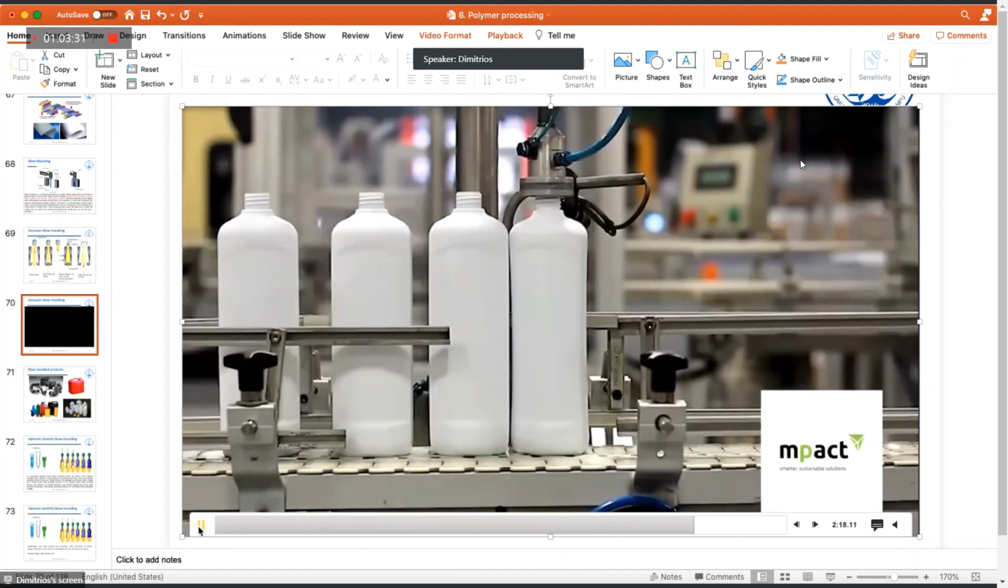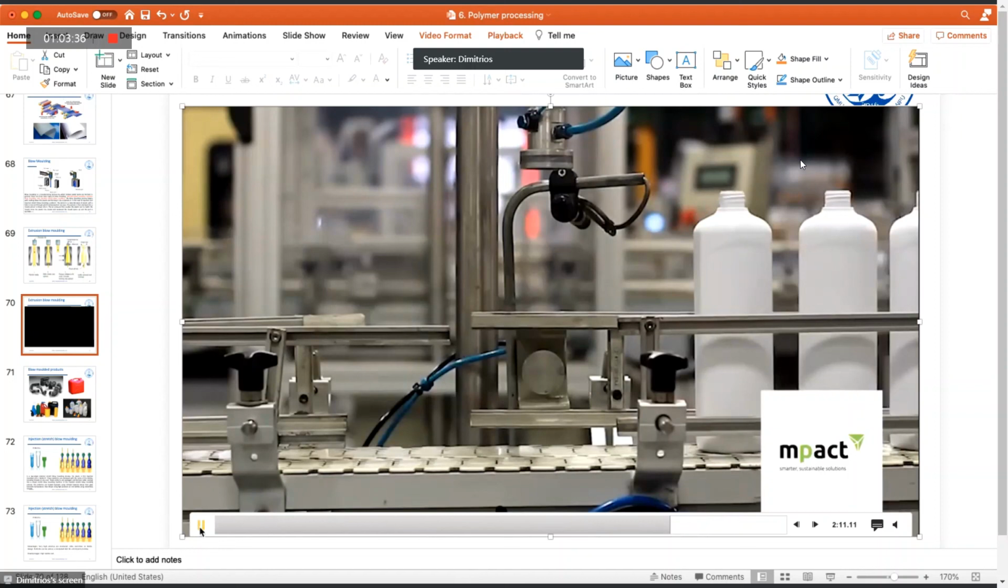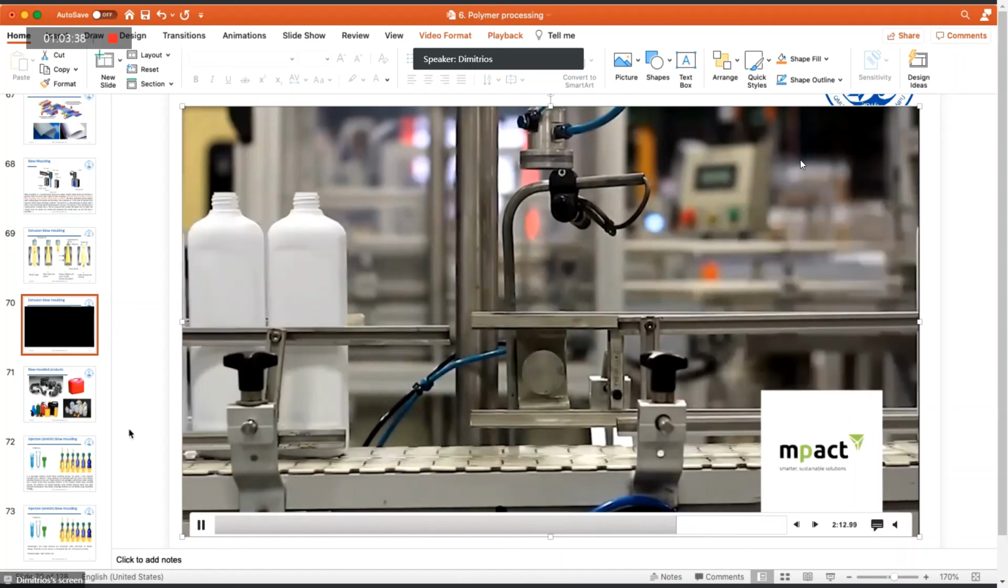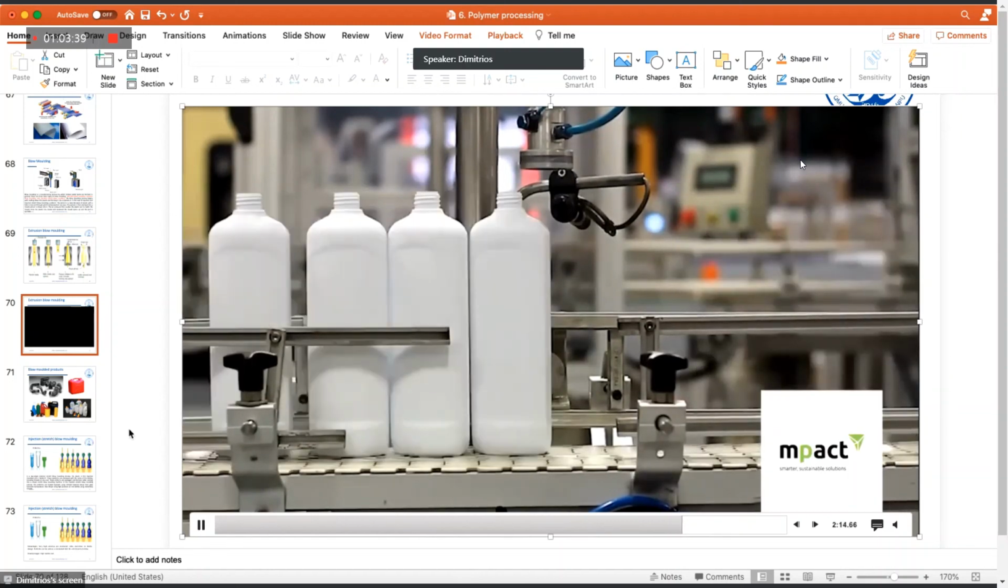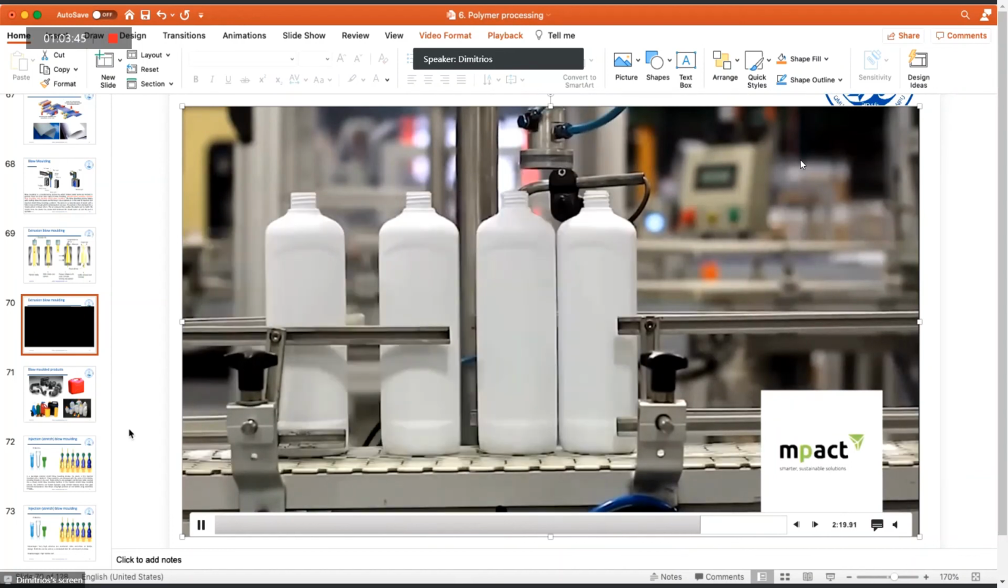So you can see how many plastic bottles are produced from an industrial line every time through extrusion blow molding. Stop sharing, share screen, here. Okay.